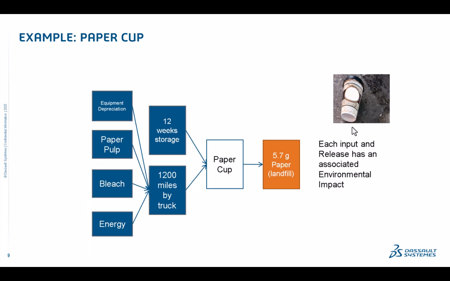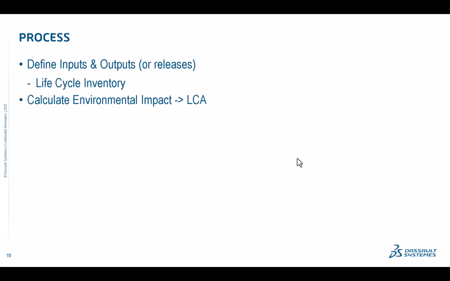And each of these individual items in the lifecycle inventory has an associated environmental impact. There's environmental impact associated with equipment depreciation, environmental impact associated with getting the paper pulp, the 12 weeks of storage, and of course, environmental impacts associated with disposing of the paper cup and sending 5.7 grams of paper to landfill. To review, the life cycle assessment process involves first defining the inputs and outputs to your product, process, or service.